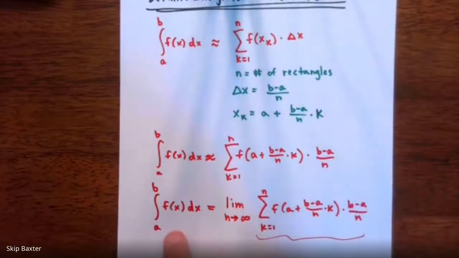If I know that definite integrals are equal to this, well, what if I'm given a definite integral? How do I write it like this? And what if I'm given one of these? How do I write it as a definite integral? Okay, so that's what we're going to talk about.